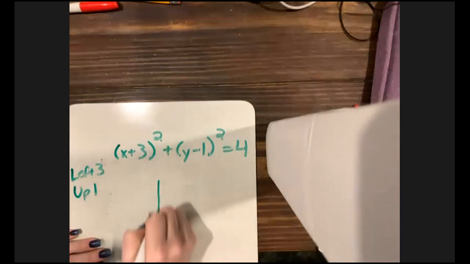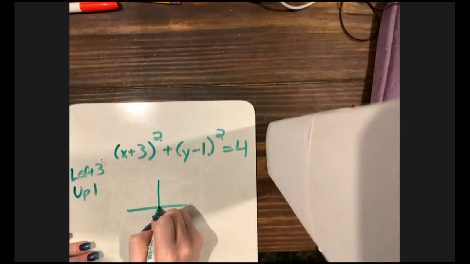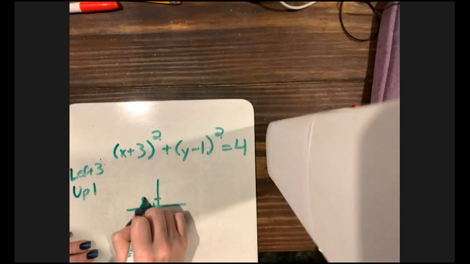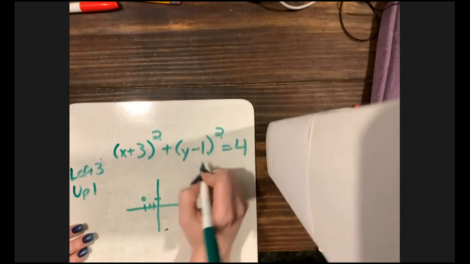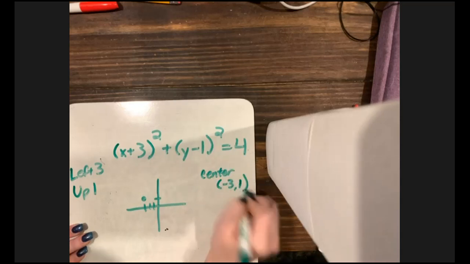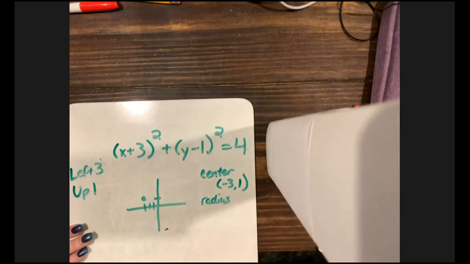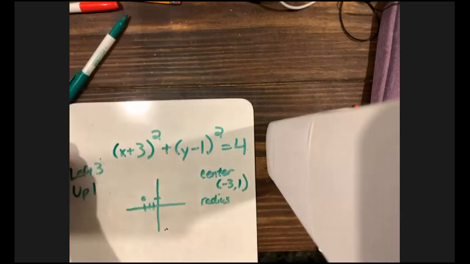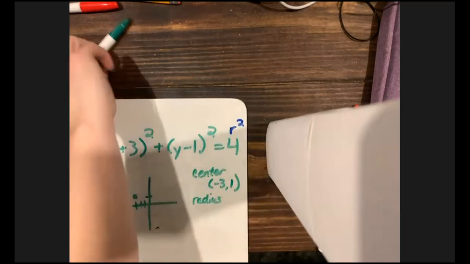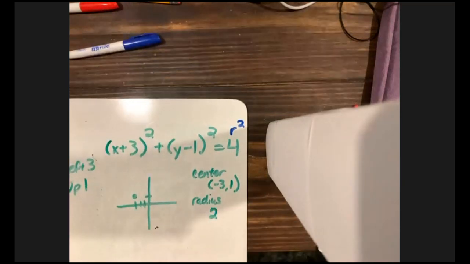So when we go to a grid space, every circle starts its life right here at the origin. So I need to go left 3, up 1. There's my center. So my center is at -3, 1. Now, my radius, please remember that this is r squared over here. So if r squared is 4, my radius is 2.